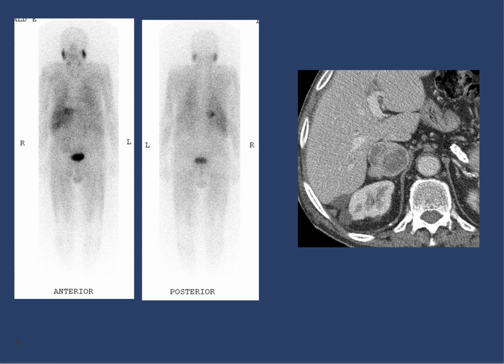So this is a typical distribution of I-123 MIBG. We can see some uptake in the right adrenal pheochromocytoma, as well as a little bit of uptake in the liver, as well as the bladder and the salivary glands.